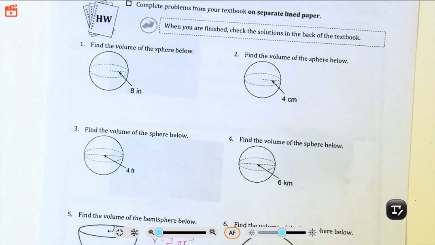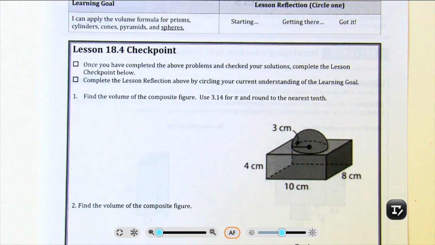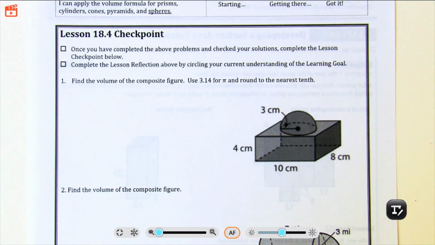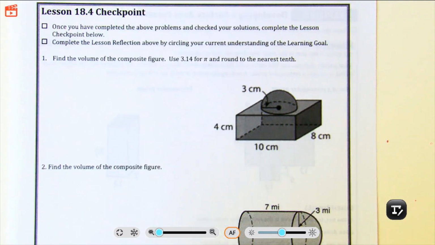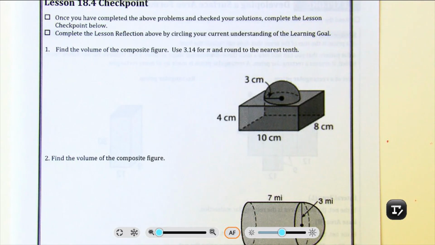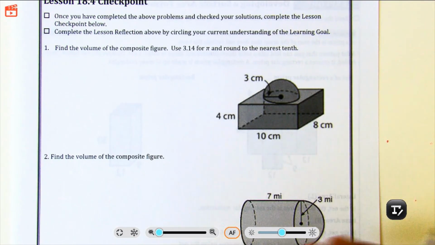Then for your checkpoint, you have some composite figure problems involving spheres, hemispheres, and prisms or cylinders. That completes lesson 18.4.